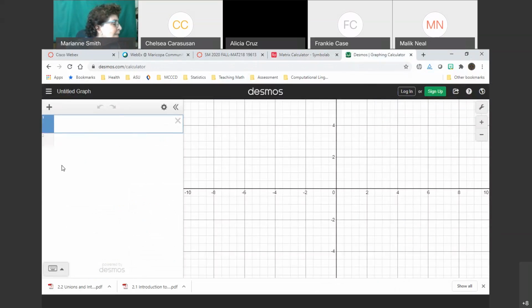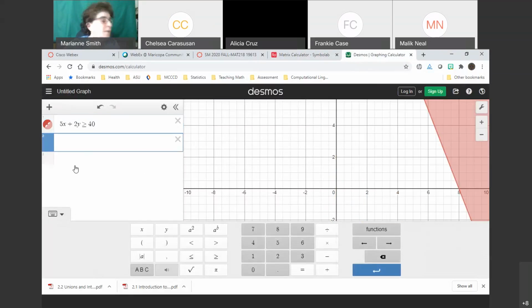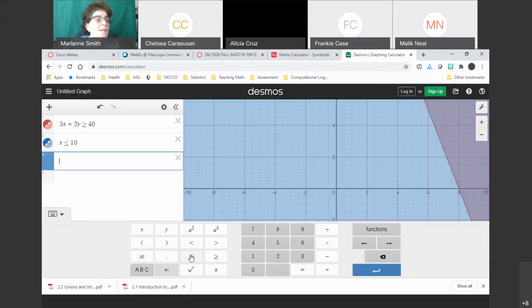I'm going to graph all of my inequalities, which is 5x plus 2y, and the first one was greater than or equal. Remember, those symbols are in the keyboard down here. So that's the first inequality. The second inequality says x less than or equal to 10. And the third inequality, y less than or equal to 15.